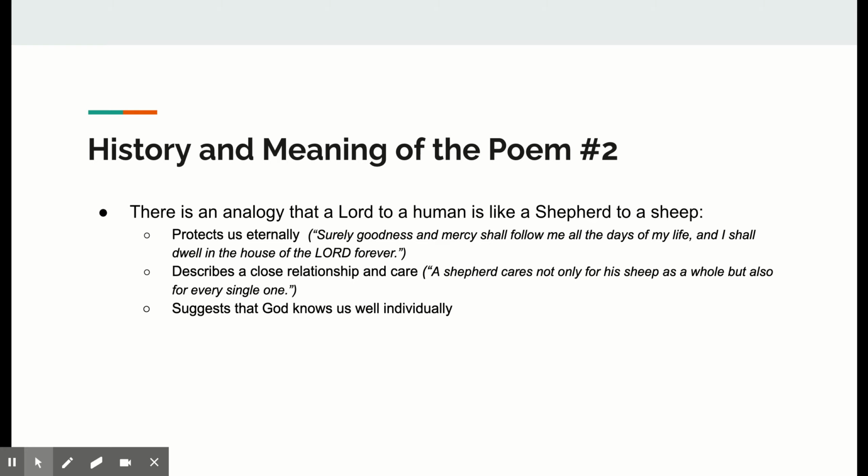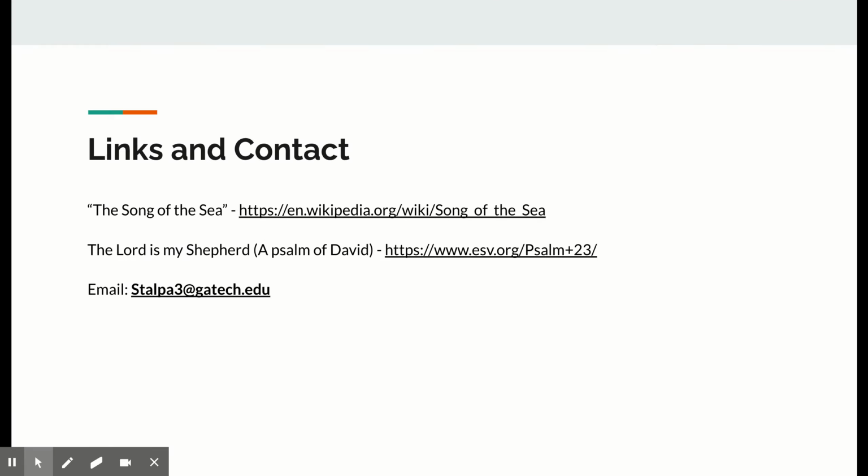Second is that God protects and forgives us eternally, quoting from the last lines of the poem. "Surely goodness and mercy shall follow me all the days of my life, and I shall dwell in the house of the Lord forever." So that was it.